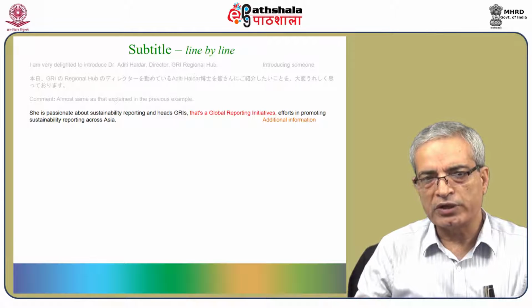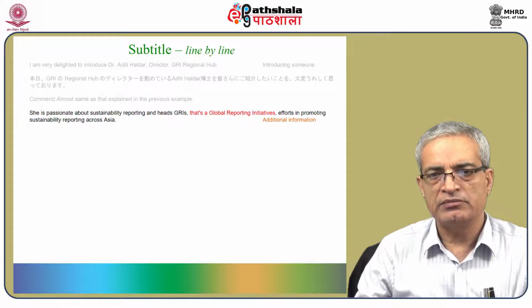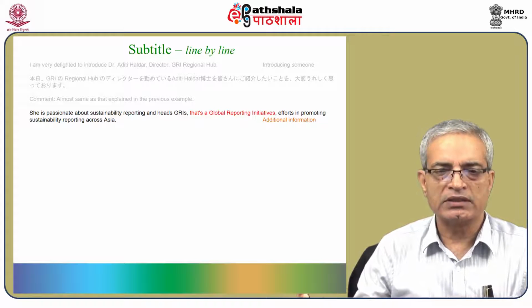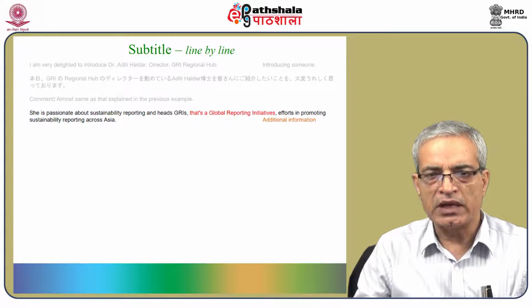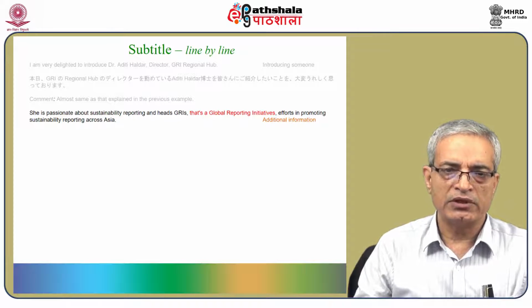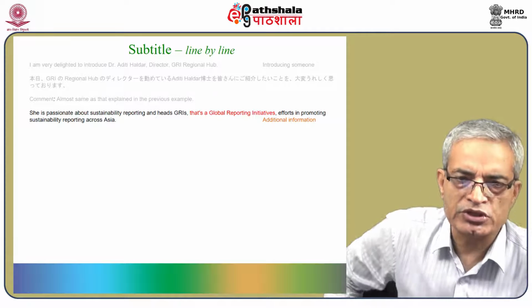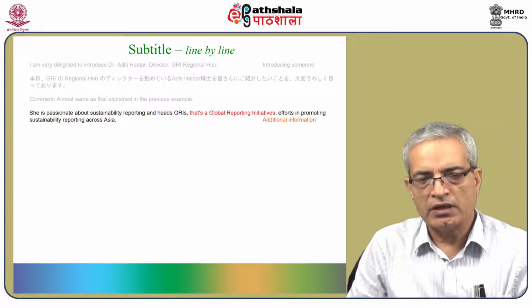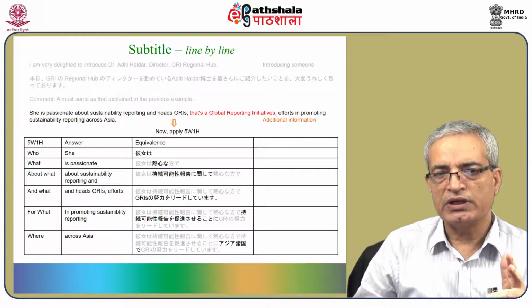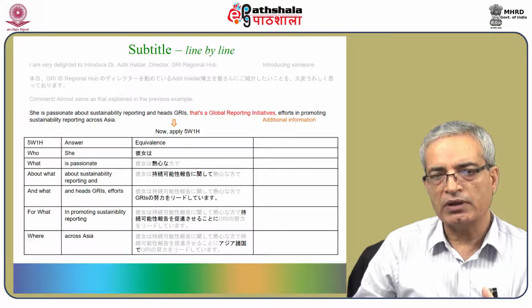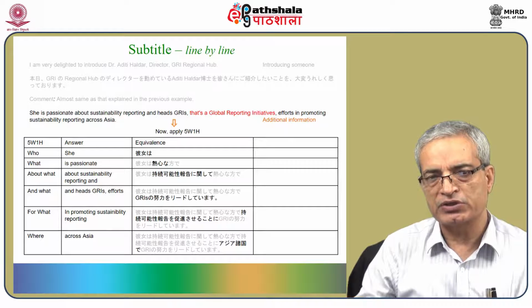The English also needs to be understood. There is a word called GRI in between, and GRI also has got a small s after that. It's a short form of global reporting initiatives. Then it further explains efforts in promoting sustainability reporting across Asia. Now, if I say across Asia, that means it can be taken out. The second part was she is passionate about sustainability reporting and heads. So there is one part she is passionate about sustainability reporting and heads GRIs, and then GRIs explained.